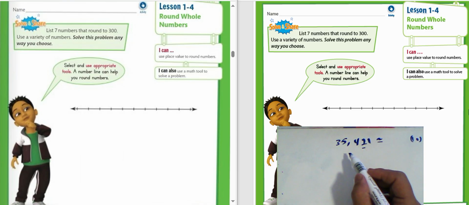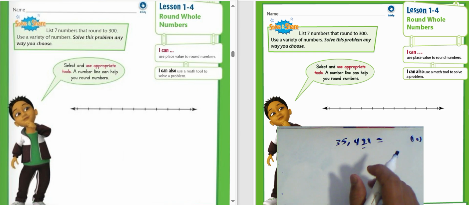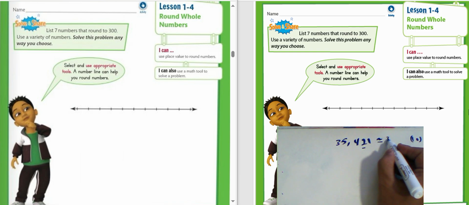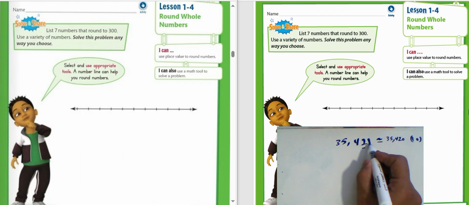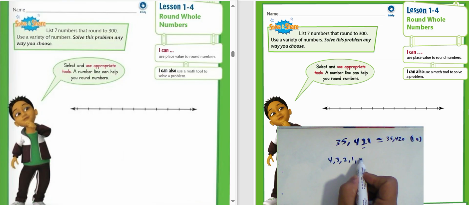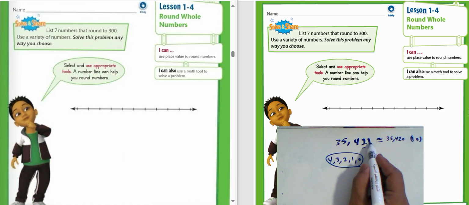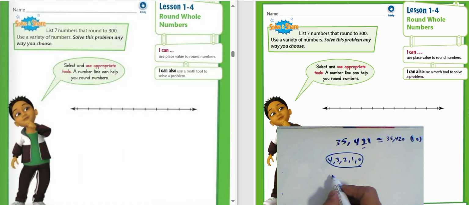On the right-hand side we have 1, which is less than 5. A digit less than half can't give 1, so this number will be 35,420. 21 is nearest to 20, so we have 4 and 3, 2, 1 and 0. We call them the 4 digits that can't give 1 to the left-hand side. But if we have rich digits like 5, 6, 7, 8 and 9, we can give 1 to the left-hand side.